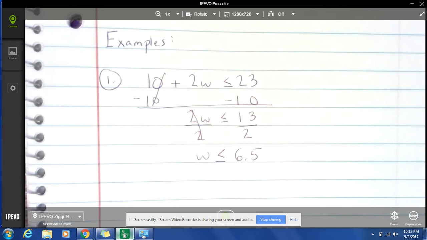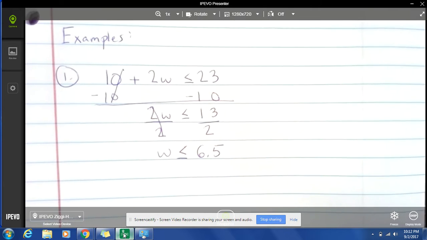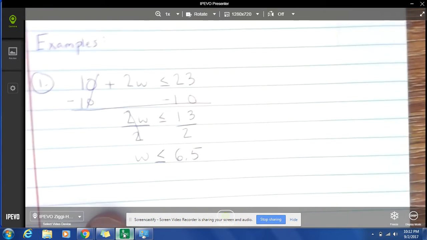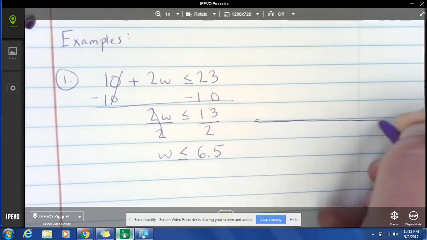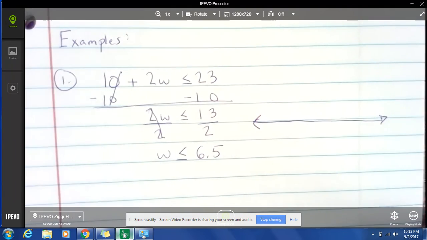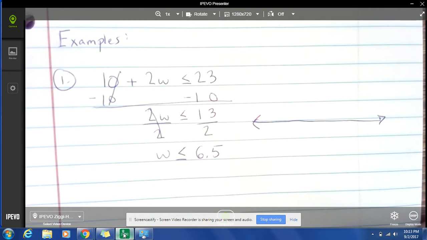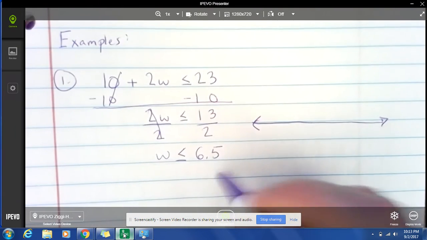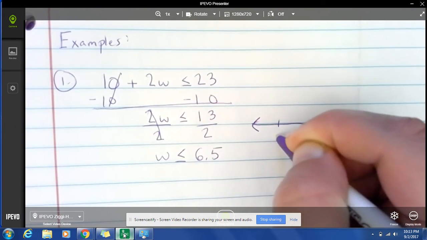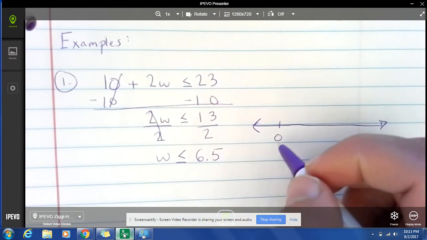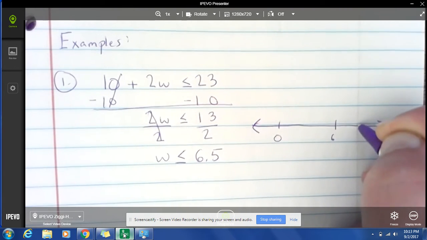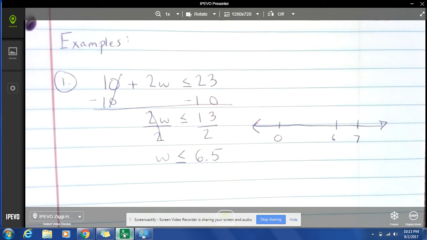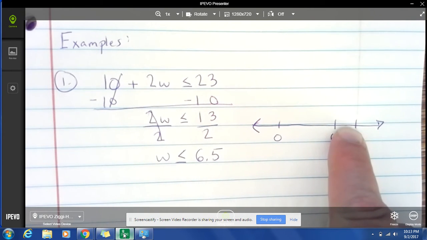So there's the solution. Now we often want to graph the inequality on a number line. So here's what we're going to go ahead and do. We're going to draw a nice little number line here. What I usually do is I don't write all the numbers. 6.5 is positive, so I just put 0 somewhere. And since it's a positive number, 0 is going to be off to the left a little bit. And then let's put 6 and 7. We know that 6.5 is going to be right in between.